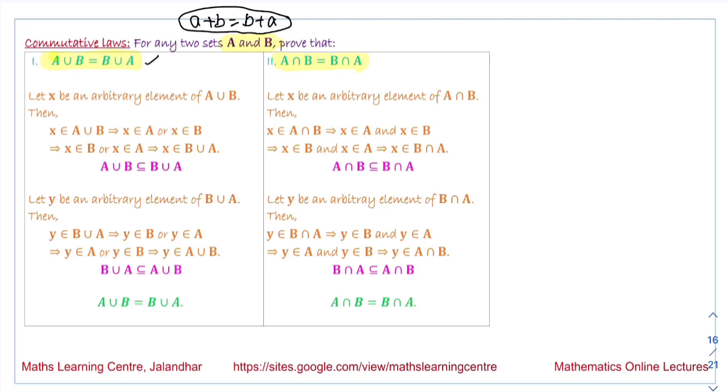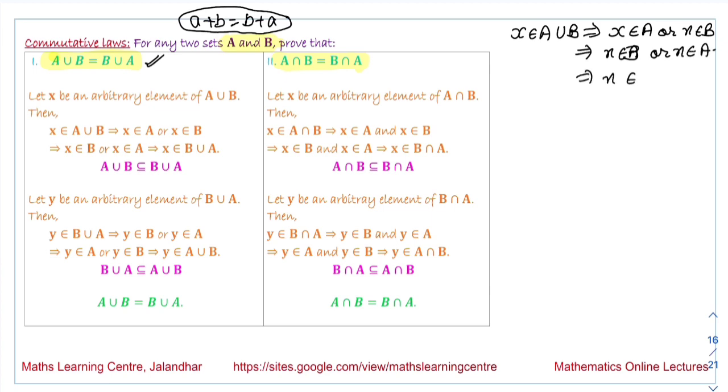When we are talking about the commutative law for union, suppose X is any element we have considered from A union B. What this means is that X belongs to A or X belongs to B. We can interchange these conditions, so X belongs to B or X belongs to A. This gives us X belongs to B union A. So we started with X belongs to A union B, and we are saying X belongs to B union A.